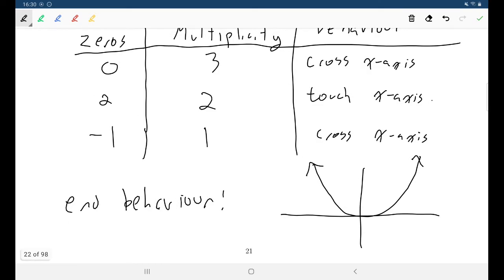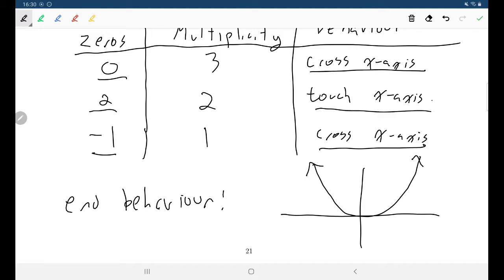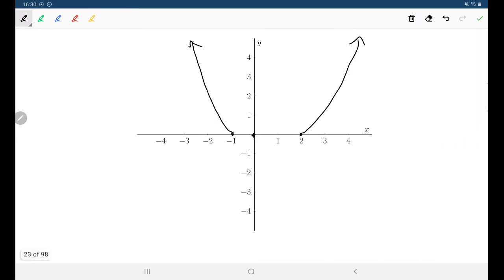So, reminding myself that at -1, we're going to be crossing the x-axis, and at 0, we're going to be crossing the x-axis, and at x being 2, we will touch the x-axis. So, that means at -1, we cross the x-axis. We're going to have to make our way back to get to the next x-intercept. At 0, we're supposed to cross the x-axis again. And of course, we're going to have to make our way back at some point. And at 2, we're supposed to touch the x-axis.